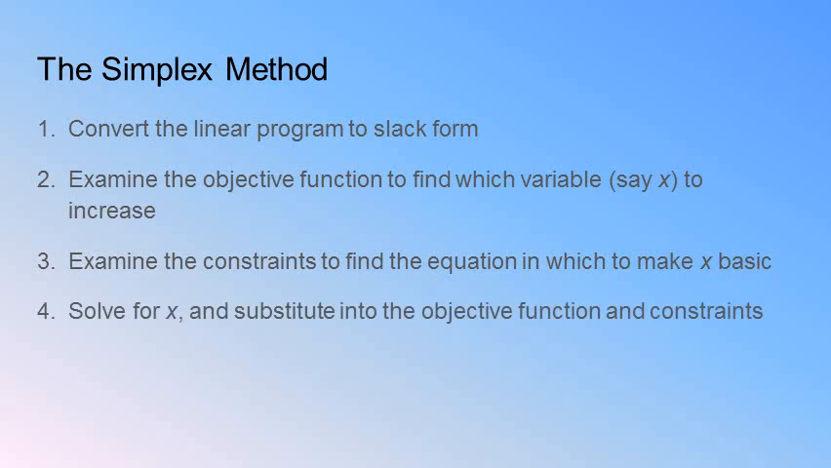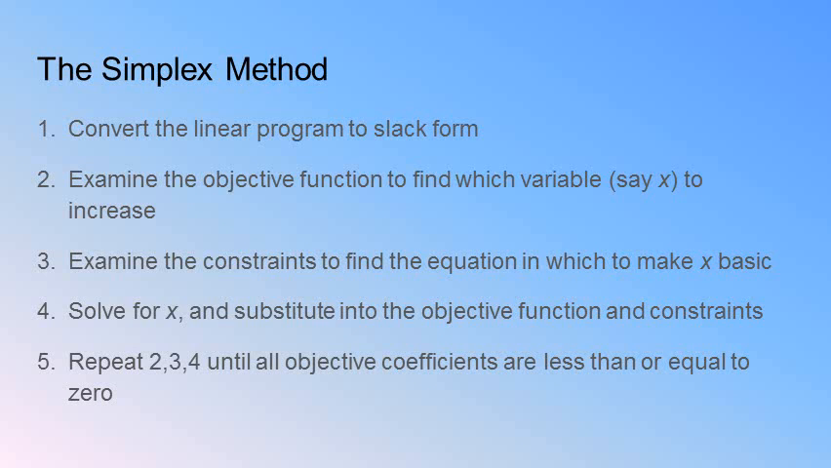4. Solve for x and substitute into the objective function and constraint. From this, you can obtain another feasible solution. 5. Repeat 2, 3, and 4 until all objective coefficients are less than or equal to 0, in which case you have found an optimal solution and the algorithm stops. Well done.